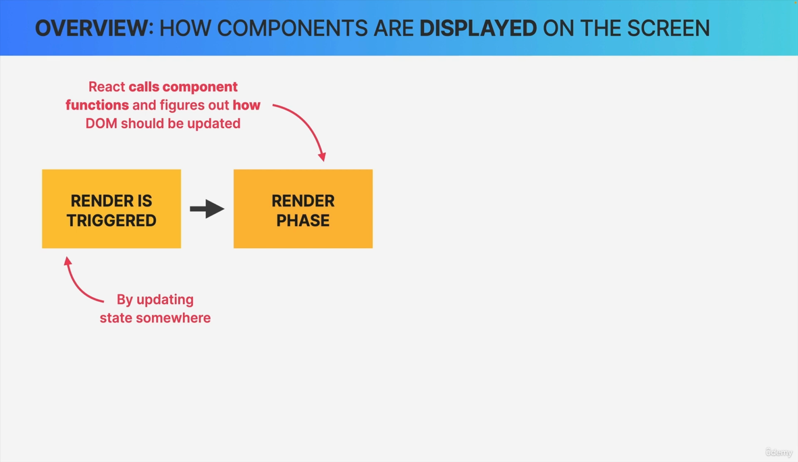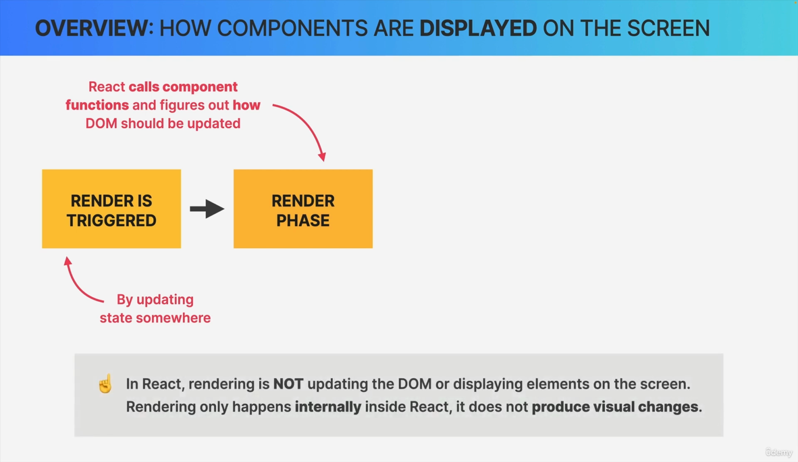So again, in React, rendering is not about updating the DOM or displaying elements on the screen. Rendering only happens internally inside of React, and so it does not produce any visual changes. Now, in all the previous sections, I have always used the term rendering with the meaning of displaying elements on the screen, because that was just easy to understand and it just made sense, right? However, as we just learned, the rendering that I used to mean is really this render plus the next phase.